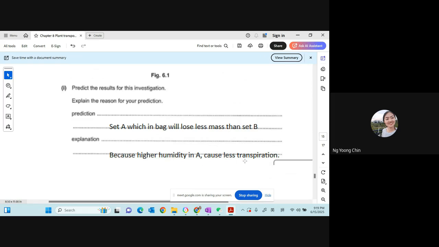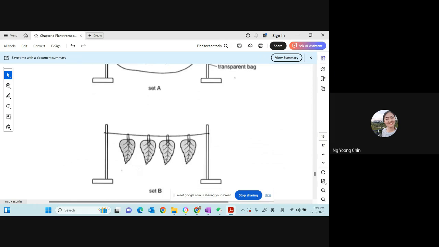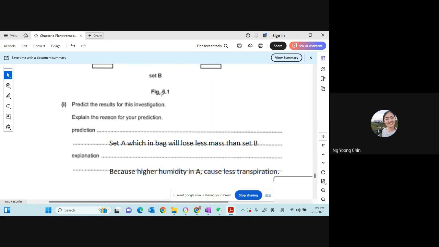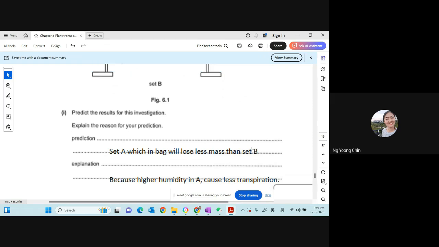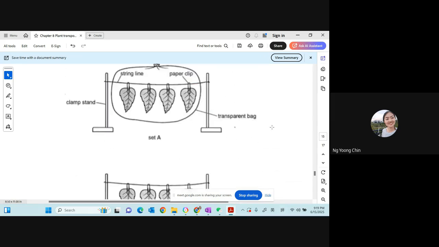the transpiration rate. So at the end, when you compare the mass between set A and set B, we find that set B has a lighter mass compared to set A. Because set A, which is in the bag, will lose less mass compared to set B, because it lost a lesser amount of water, since it has a lower rate of transpiration inside the plastic bag. Because the plastic bag prevents the leaf from direct contact with the sunlight.